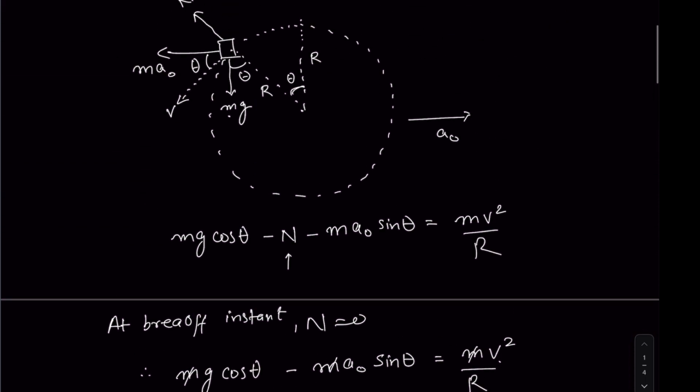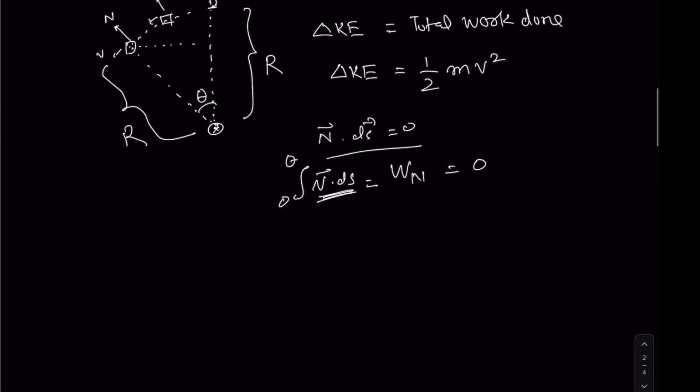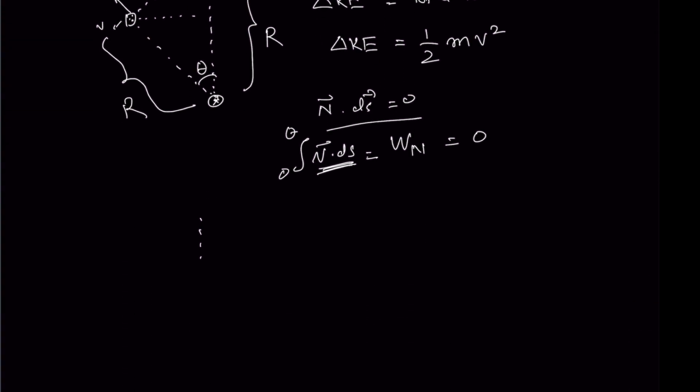The other two forces are the weight and ma naught. So let's look at them. So let's draw the diagram again. All right. So the displacement of the particle is from this point to this point. So there is vertical displacement as well as horizontal displacement.